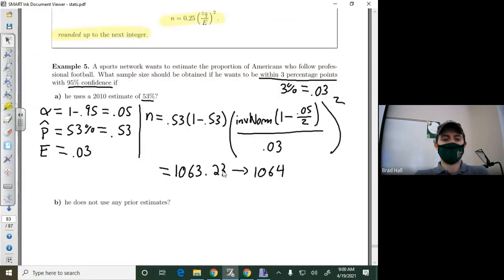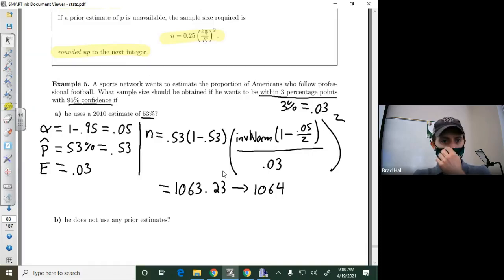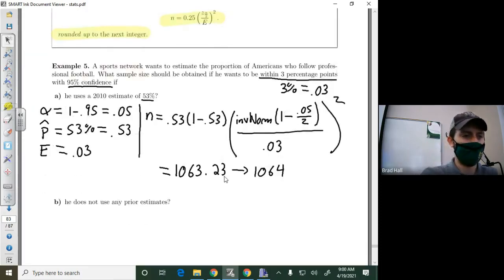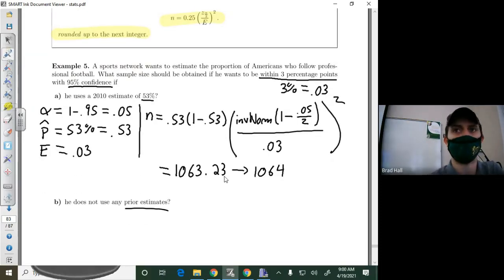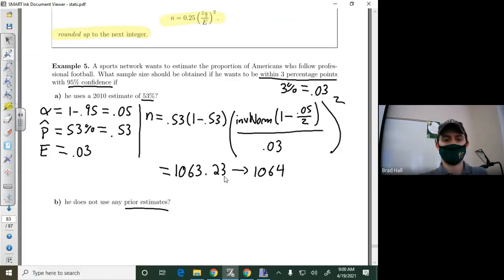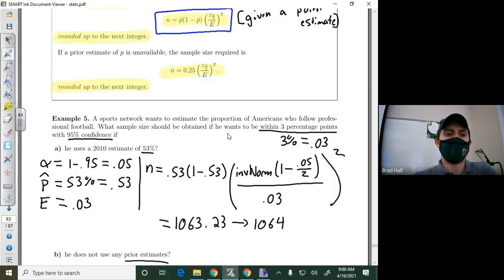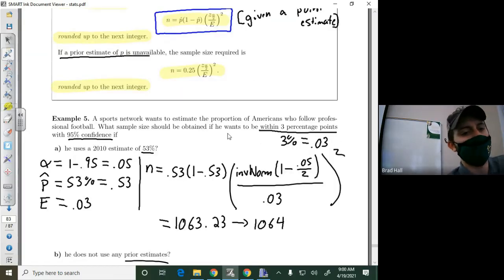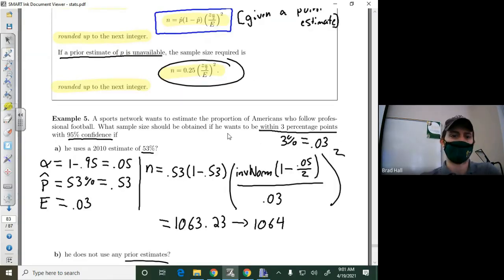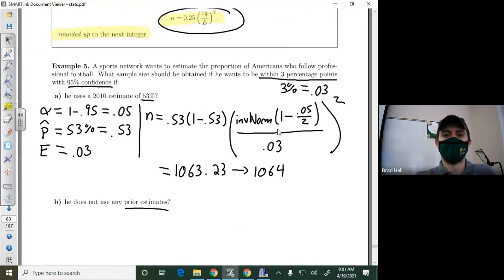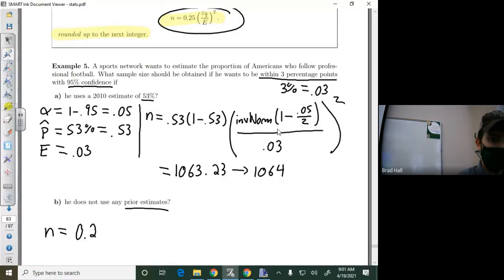So from here, part B, we have one more part left. Part B says, what happens if there are no prior estimates being involved? Now, if a prior estimate of P is unavailable, use this formula. That's exactly what we're going to do. It's the same exact values. It's just a different formula. So I'll try and keep that formula above while I write in 0.25. So again, I'm following the formula on top of the screen here.